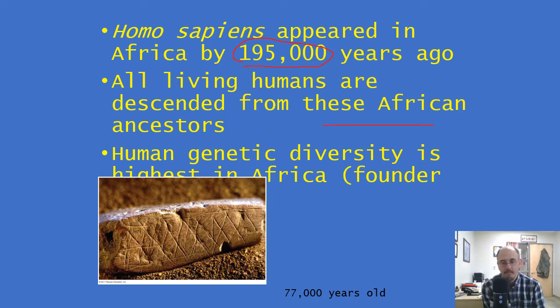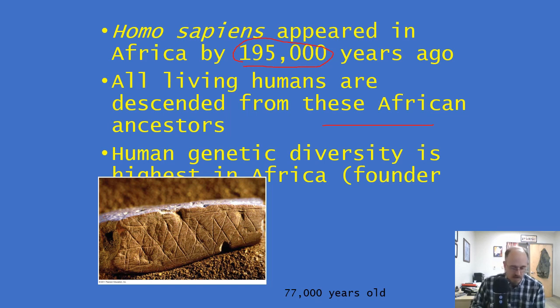And even today, the highest amount of genetic diversity within the human species is found in Africa. Different populations in Africa are more distantly related to each other than, let's say, I would be to them, right? So human genetic diversity is highest in Africa, and that's the founder effect, right? Only a few groups left Africa way back in the day, and so they're not a representation of all of the genetic diversity that we used to have and that we still have in the case of native Africans there.